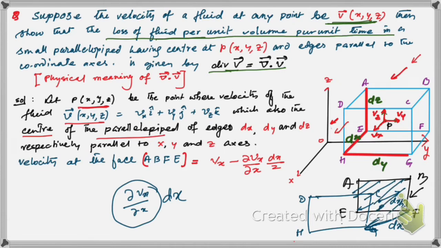Here you can see the velocity at point P is Vx. Along the x-axis, its component is Vx. Now, we have considered this direction as positive and this direction as negative. If you go towards the negative direction along the negative x-axis, imagine that way.